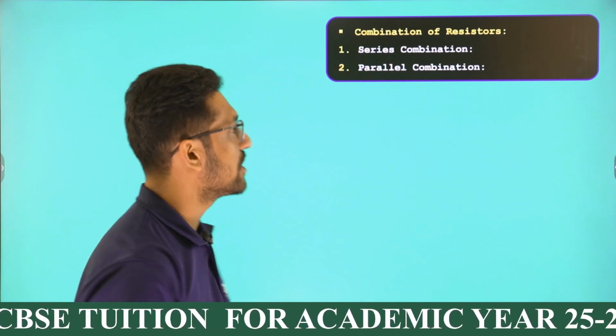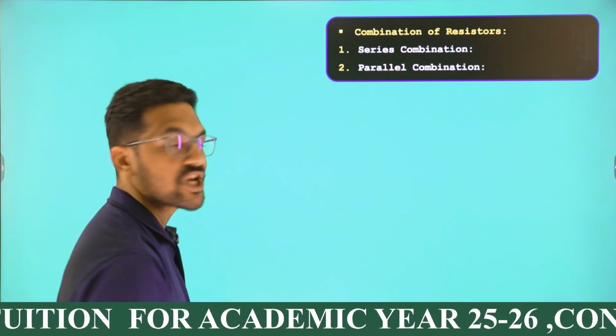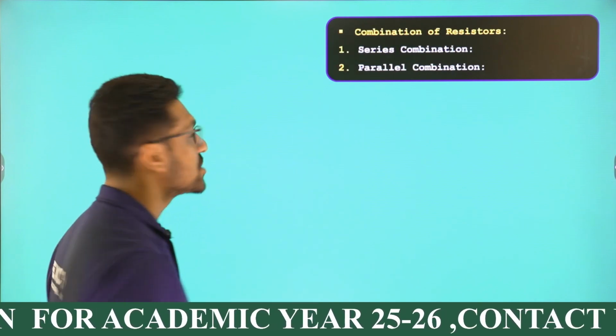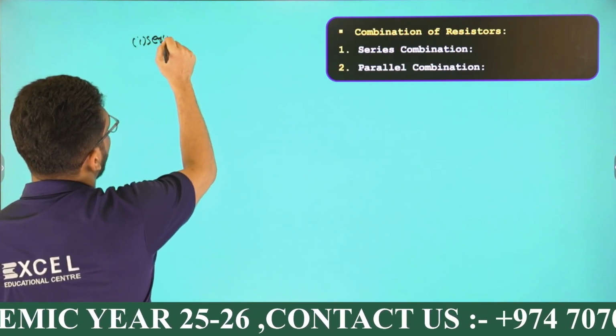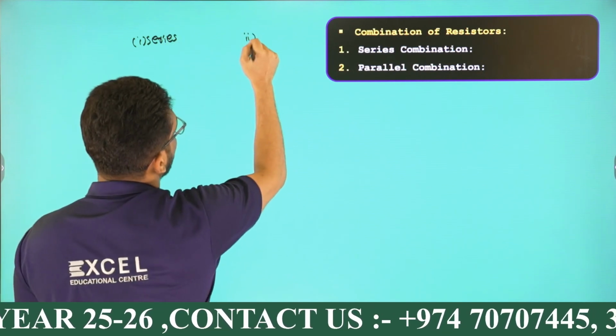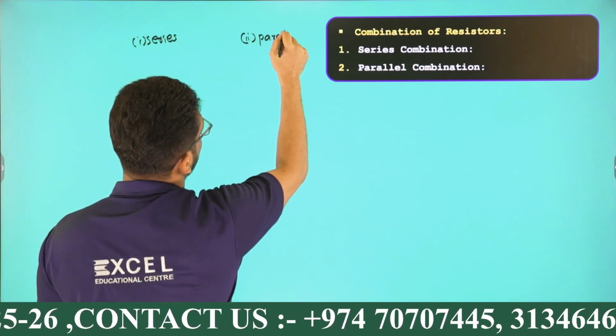What is that? What are the methods in which you can connect the resistors? There will be two different methods. One is series combination, the other one is parallel combination. Let's see that series combination and parallel combination.